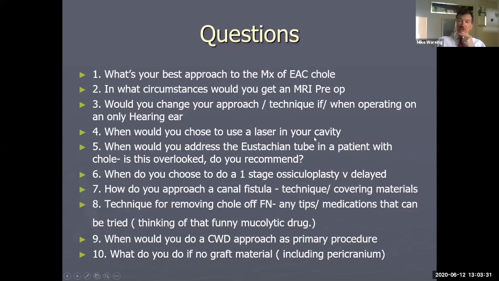When would you choose to use a laser? I think this question pertains to using a laser to paint the cavity. So the concept of this is that when you've dissected the cholesteatoma out, you may have left a few cells behind, and therefore going over it and lasering it will damage it. And sometimes I will do that if I think I've left some stuff behind, but really the ideal situation is to remove all the cholesteatoma.